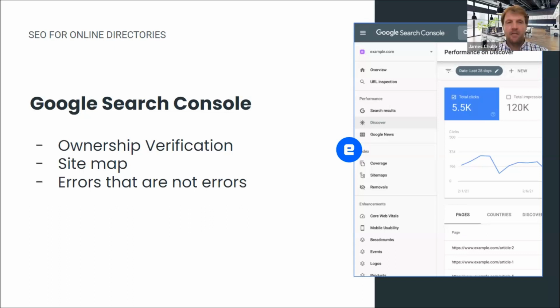James: Yeah, just to let everybody know, eDirectory automatically generates a sitemap whenever a listing is added or content is added to the site, and then Google gets that sitemap. So that's all taken care of behind the scenes.